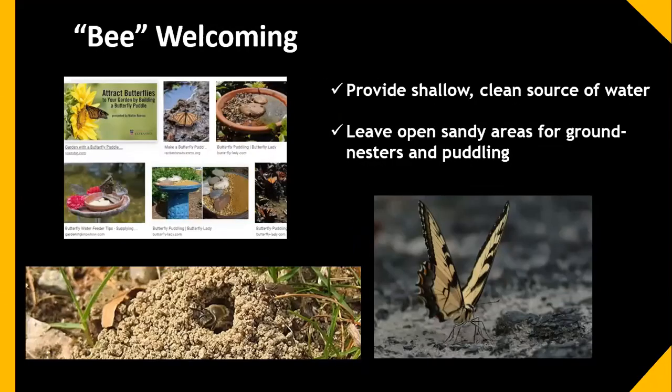Yes, go ahead. We have a sprinkler system that uses reclaimed water, and the puddling or the low, shallow sources of water, is the reclaimed water going to harm them? That is a very good question. And I don't have a specific scientific answer because I have not seen any information about that.